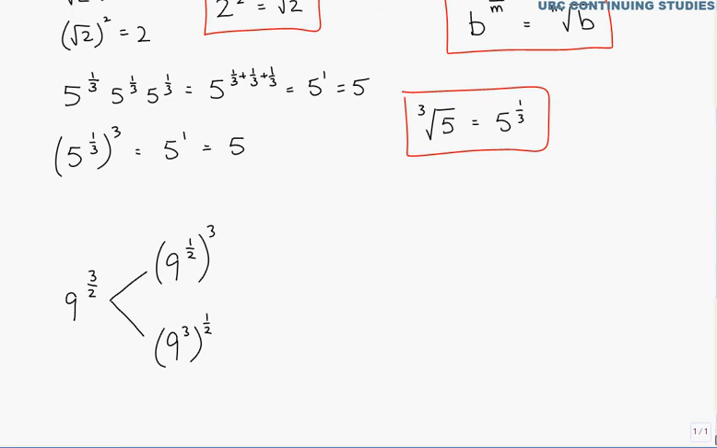Now, 9 to the power of 1/2 just means take the square root of 9, the second root of 9. So 9 to the power of 1/2, that's easy. Square root of 9 is 3. And so we have 3 inside the brackets, and we're cubing that. 3 cubed is 3 times 3 times 3, which is 27.